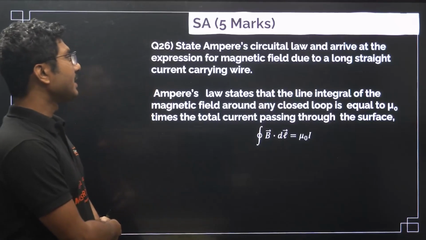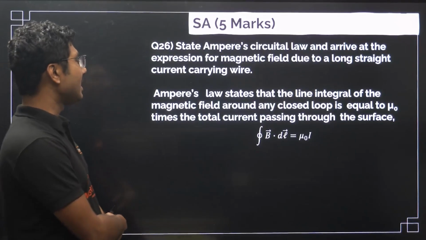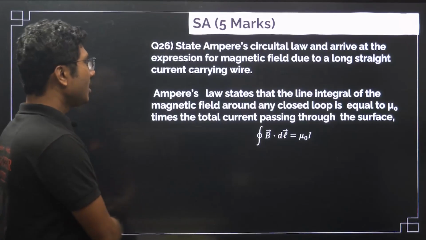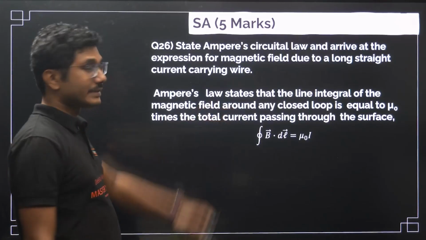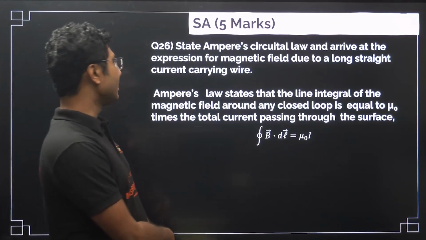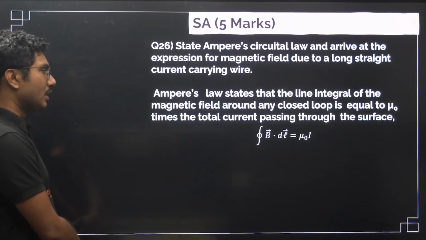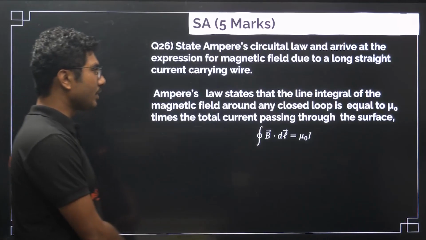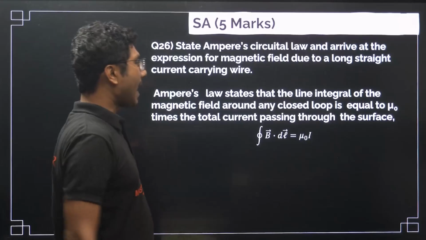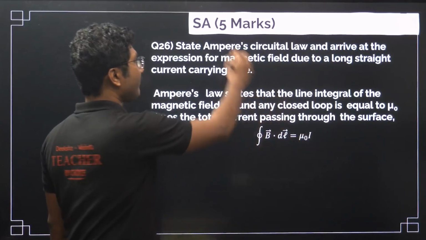State Ampere's circuital law and arrive at the expression for magnetic field due to a long straight current carrying wire. So, first we will check Ampere's law. Ampere's law states that the line integral of the magnetic field around any closed loop is equal to mu naught times the total current passing through the surface, and obviously the expression is B dot dl equals mu naught I.